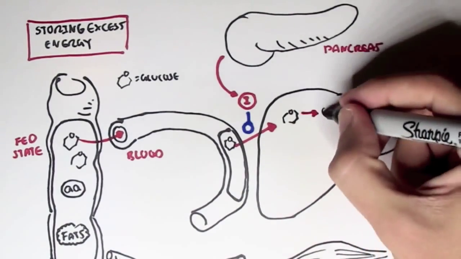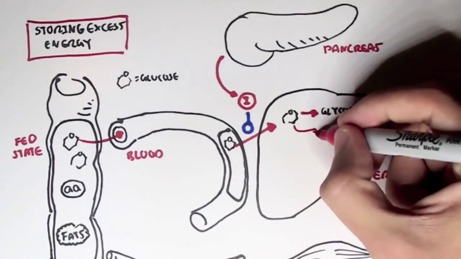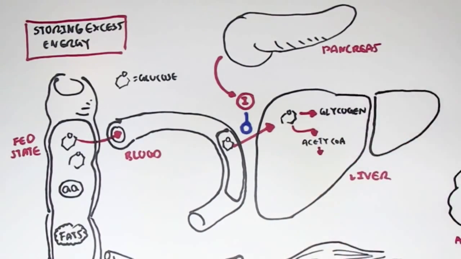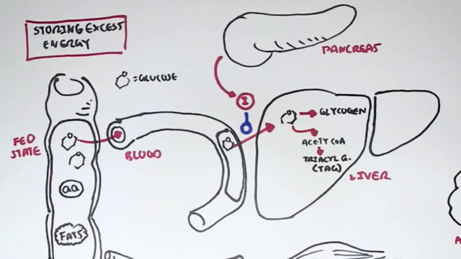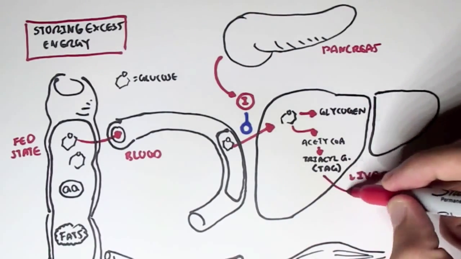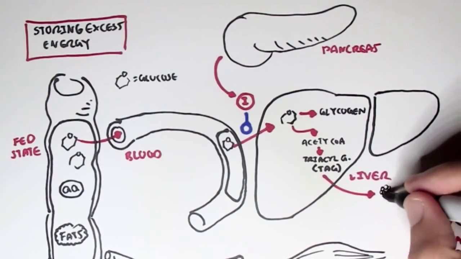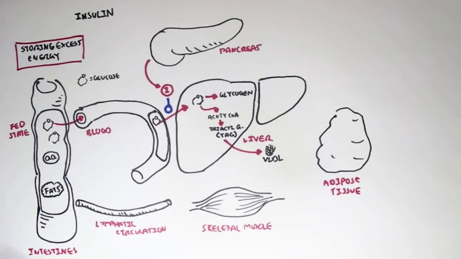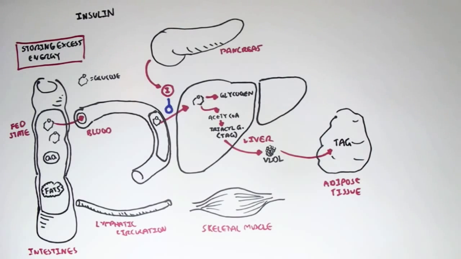Insulin will also promote the conversion of glucose to glycogen, the storage unit of glucose. Insulin will promote the conversion of glucose to pyruvate and then to acetyl-CoA by glycolysis. Insulin will promote acetyl-CoA to triacylglycerols, and then triacylglycerols can then be packaged up into very low density lipoproteins, which can then be stored as triacylglycerol in adipose tissue. So insulin does all these things.